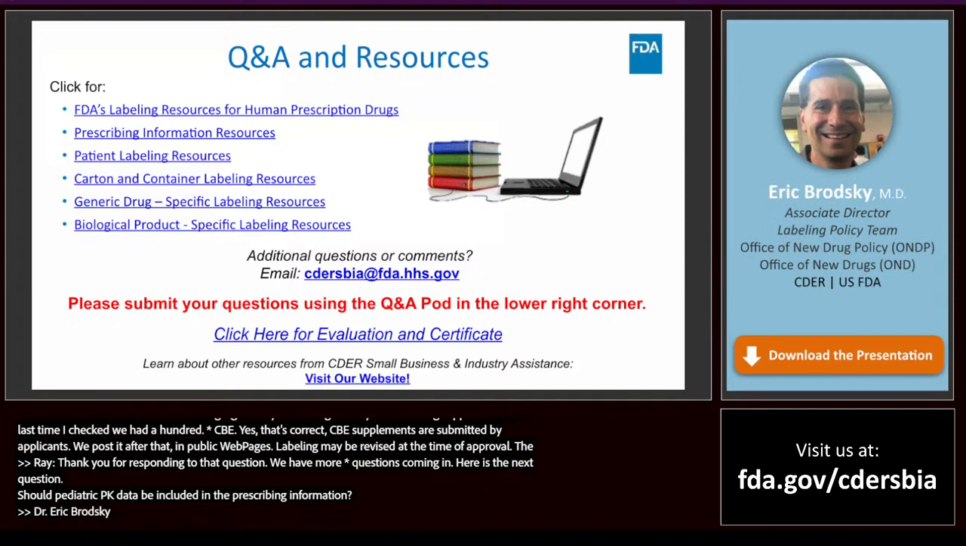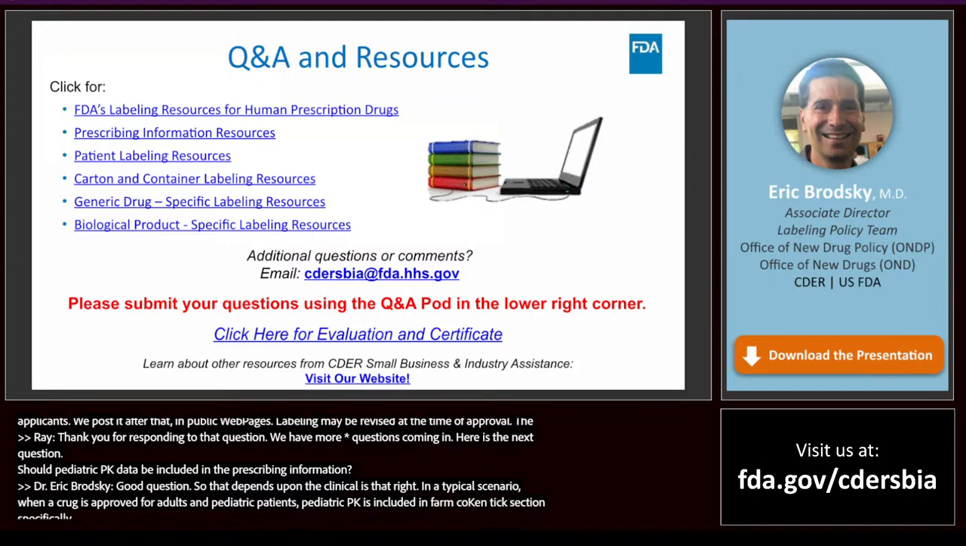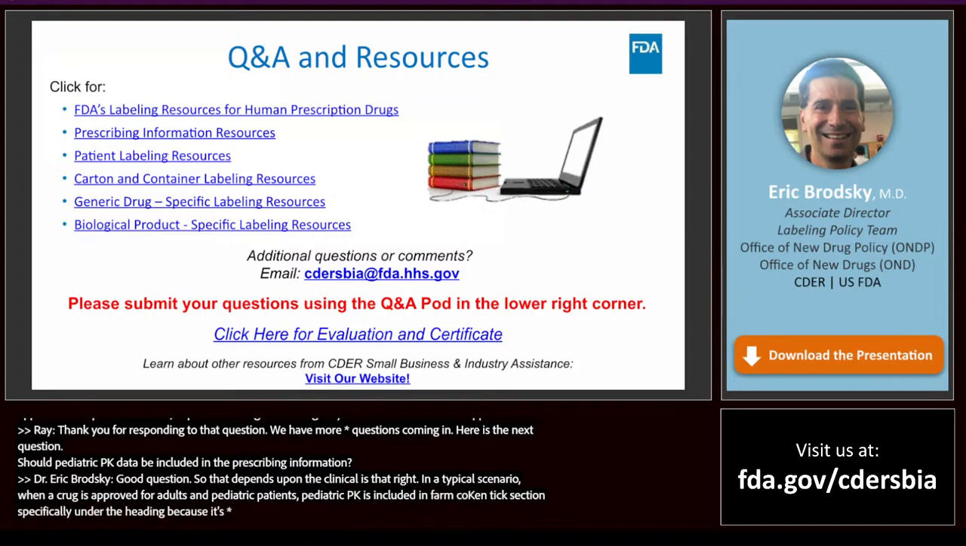Good question. So that depends upon the clinical scenario. In the typical scenario, when a drug is approved for adults and pediatric patients, pediatric PK data is included in the pharmacokinetics subsection, specifically under the specific populations heading, because it's a subset of the entire approved population.